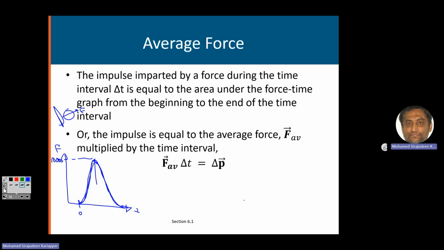But this definition of I that we have assumes it's a constant force multiplied by the time duration. The time duration is maybe 0.01 second, like 10 milliseconds. That's the time duration we are talking about. So what do we do in this case? If it is a varying force, how do I get the impulse?